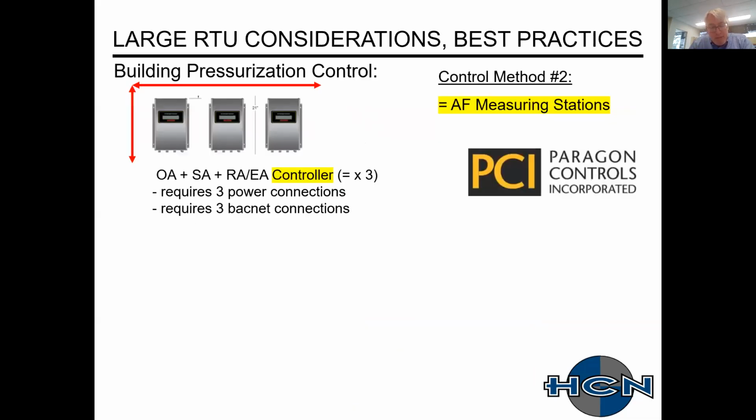So Paragon has come up with a better way to do the airflow measuring stations. With the controllers, you have a lot of difficulty with locating them. These typically have to go in a controls department. Three controllers take up a lot of space in terms of physical size as well as the access that's required. In addition, each of these controllers requires a power connection as well as a BACnet connection.